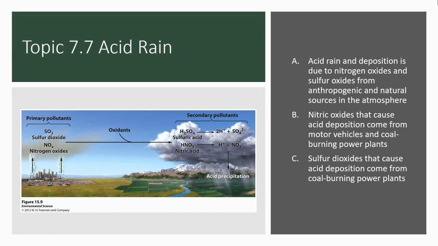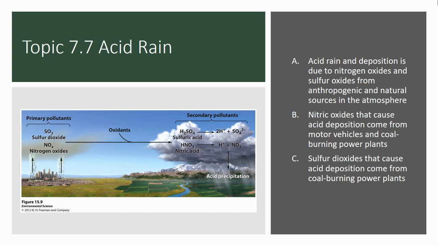So, here in topic 7.7, this is all about acid rain formation. Now, you can see in the image to the left here, it is acid rain that forms due to two types of primary air pollutants. Remember, primary pollutants are oftentimes air pollutants that are emitted directly into the atmosphere, while secondary air pollutants oftentimes form due to those primary pollutants reacting with things already found in the atmosphere. So those two primary air pollutants are sulfur dioxide and nitrogen oxides.